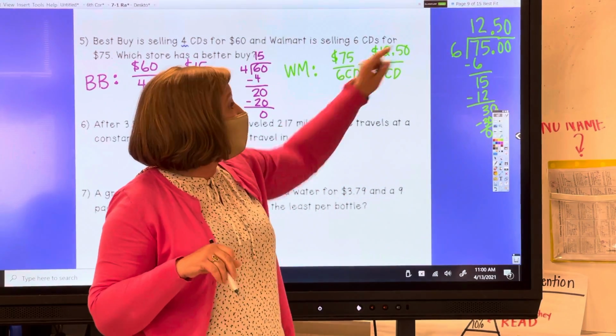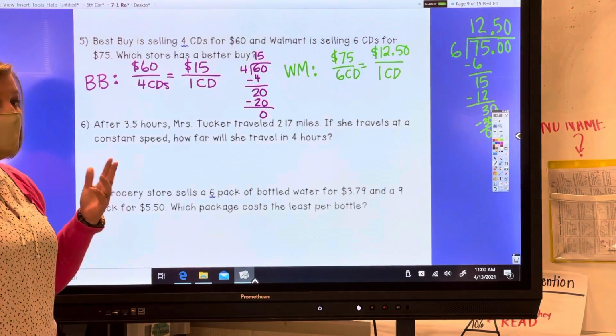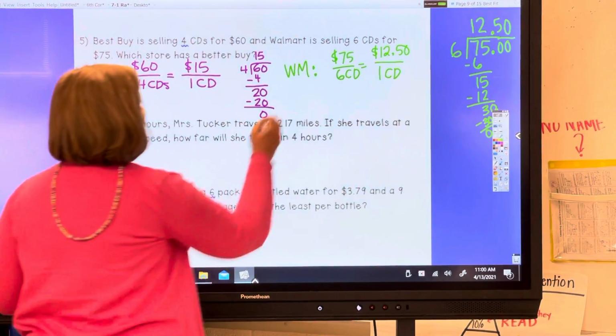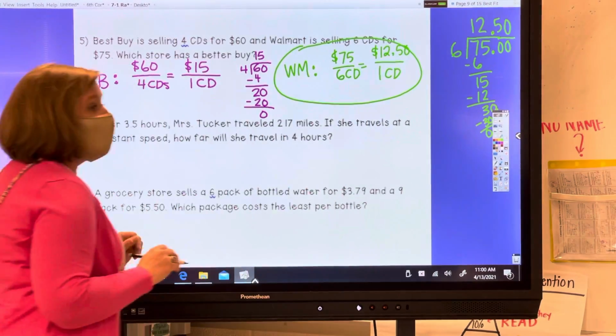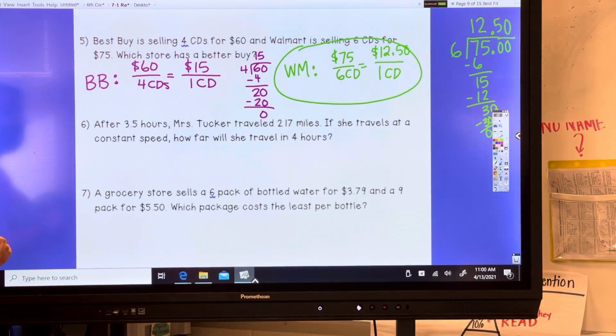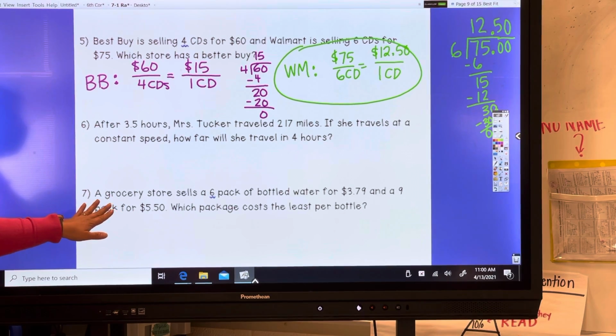So we've got $12.50. So who has the better buy? Walmart. Walmart has the better buy. Really, Best Buy does. Now, I'm going to skip down to number 7. Number 5 and number 7 are similar questions, so we're going to skip to number 7.